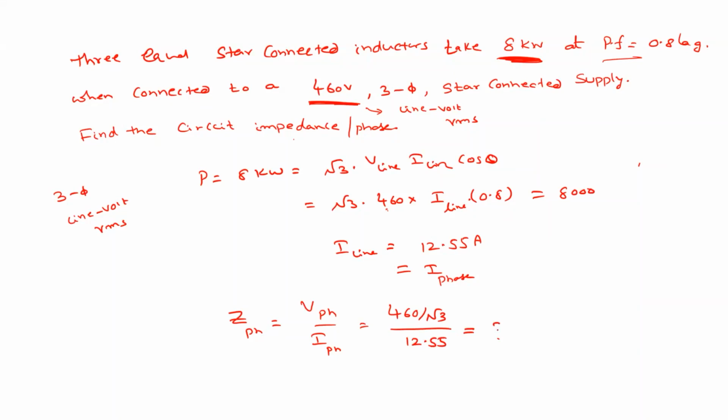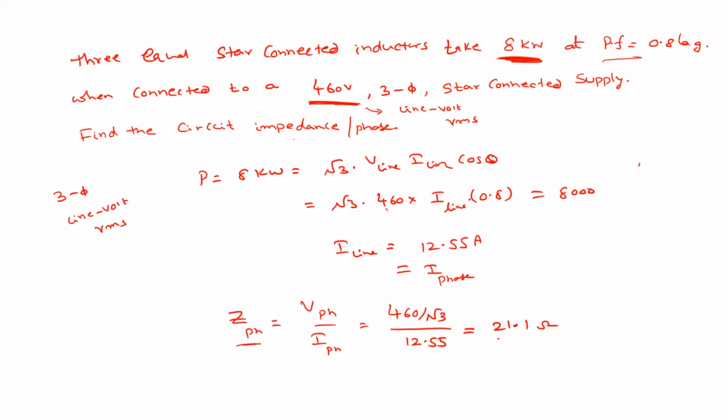So what is this value? Why are we taking the RMS value for V phase? Why do we take V phase as 460 by root 3? So this is phase voltage, right? Line voltage is given, so phase voltage is 460 by root 3. We're not dividing with root 2. It is root 3, because of the phase to line voltage relation in a star connected system. So how much is it? 21.15 ohm.